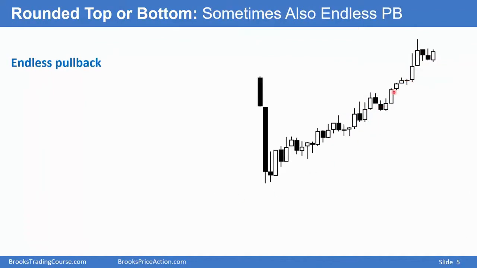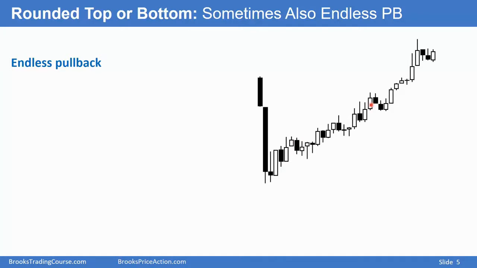Is this a rounded bottom? We have a strong sell-off and we have a pullback, a bear flag. Chances are the market's going to continue down. But the pullback keeps growing, 5 bars, 10 bars. At some point, it's no longer a pullback in a bear trend, it's a bull trend. It's a very tight bull channel.